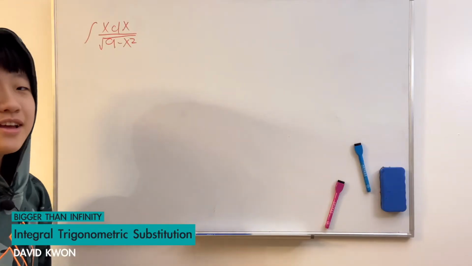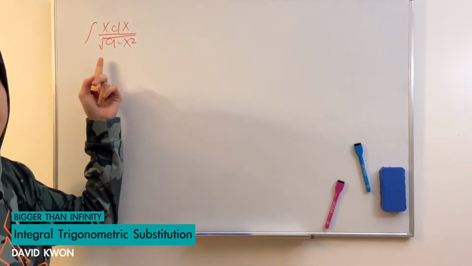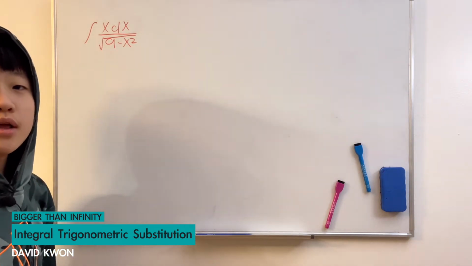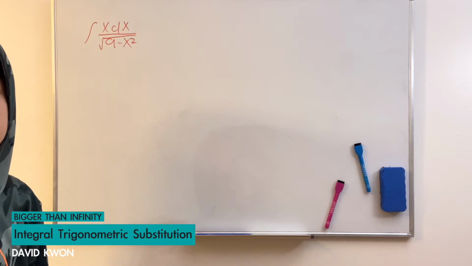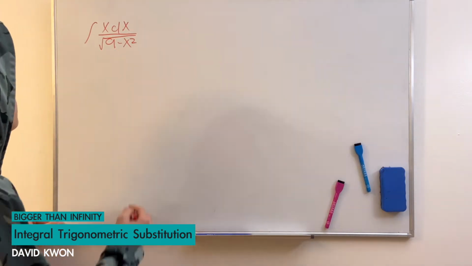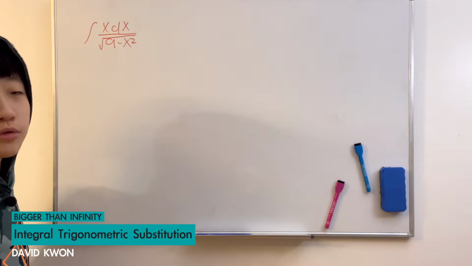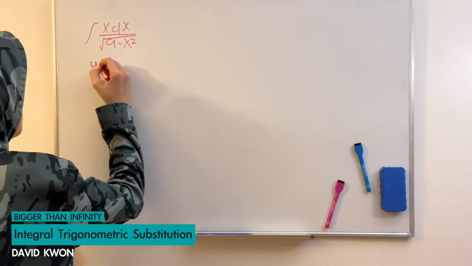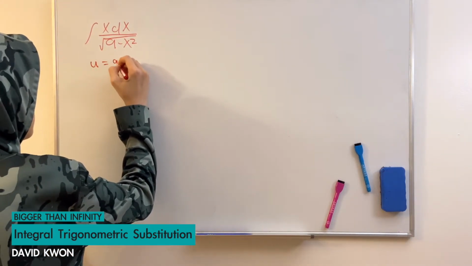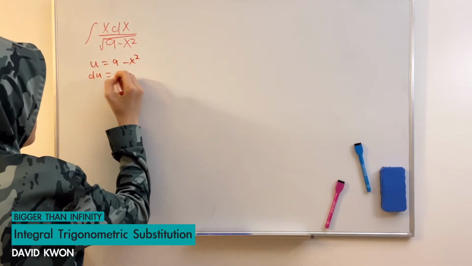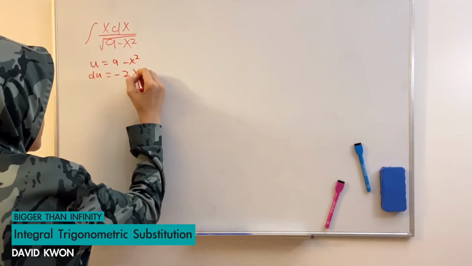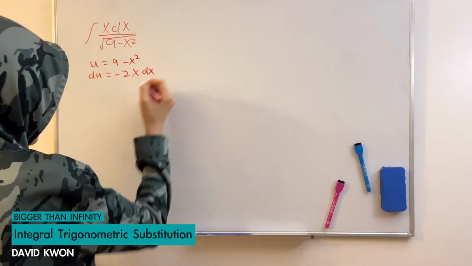Hey guys, today we are going to integrate this using two different ways: trigonometric substitution, and straight-up u substitution. We will do the u substitution rule first. I will set u equal to 9 minus x squared, so du is going to be minus 2 times x times dx.